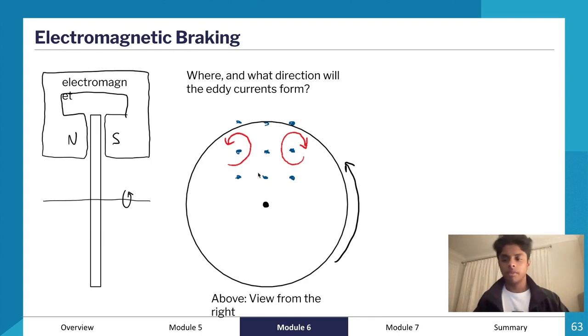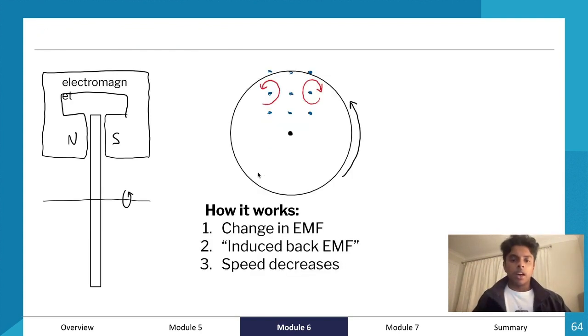All right. So how it works basically is we have a change in EMF, and then it results in an induced back EMF, and then the speed decreases because there's a force applied. In terms of electromagnetic braking itself, there are a couple of advantages to normal braking.